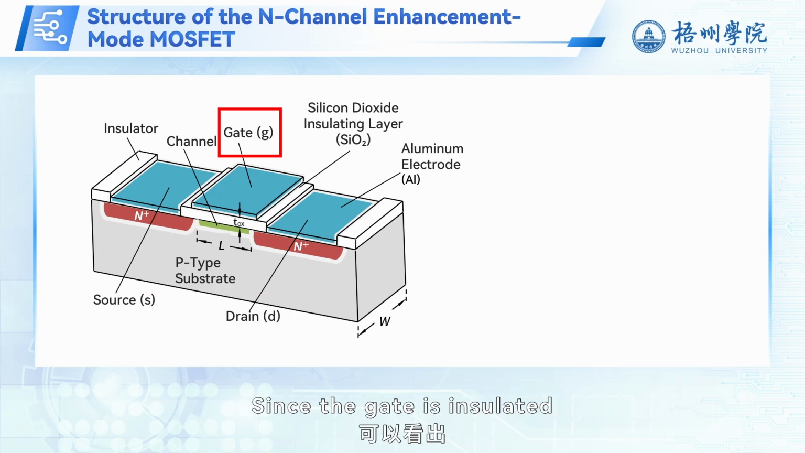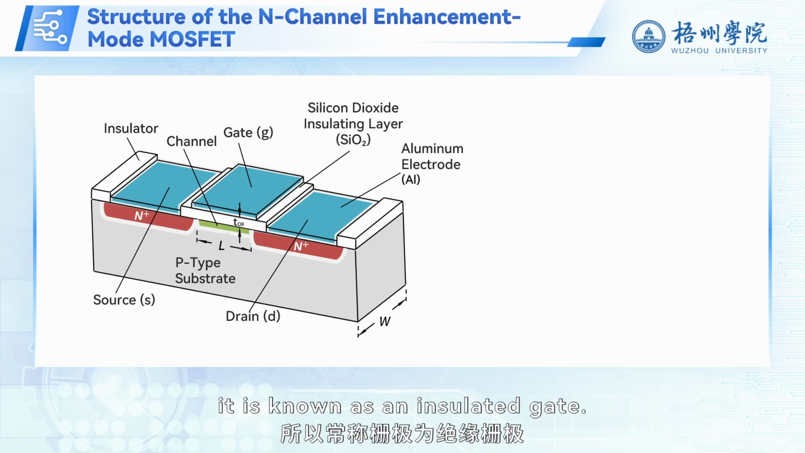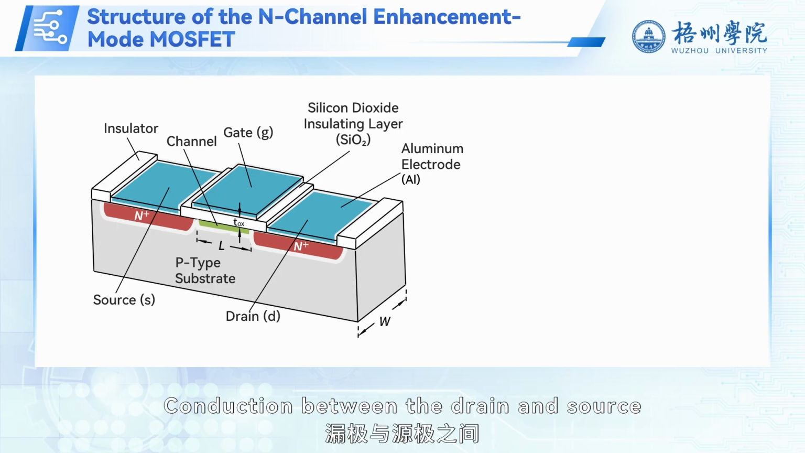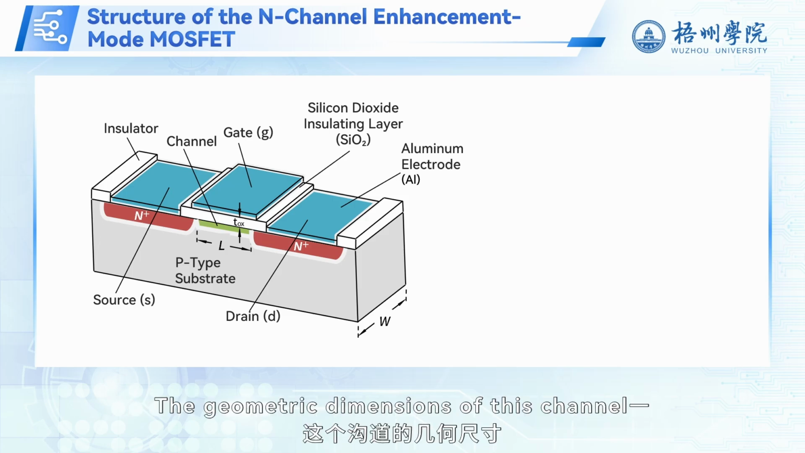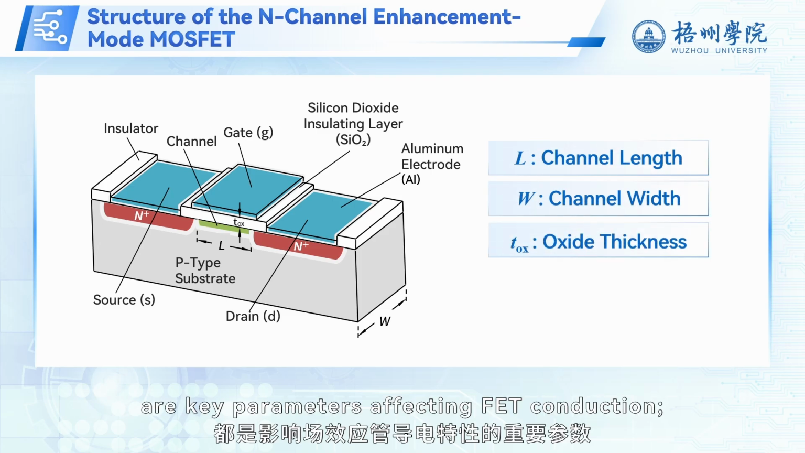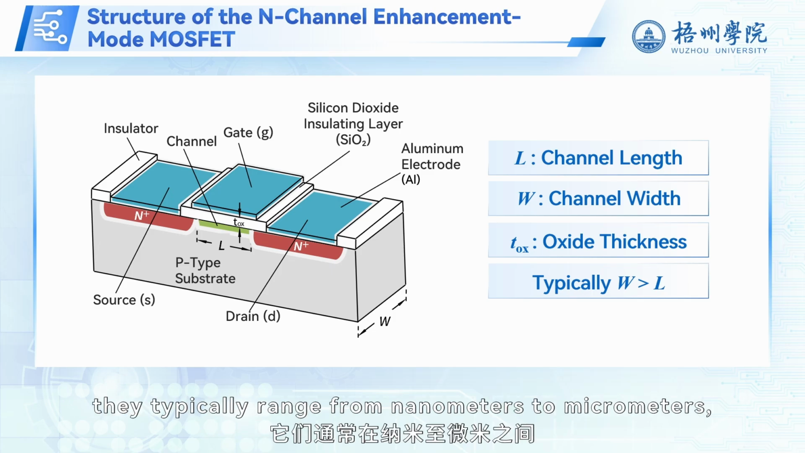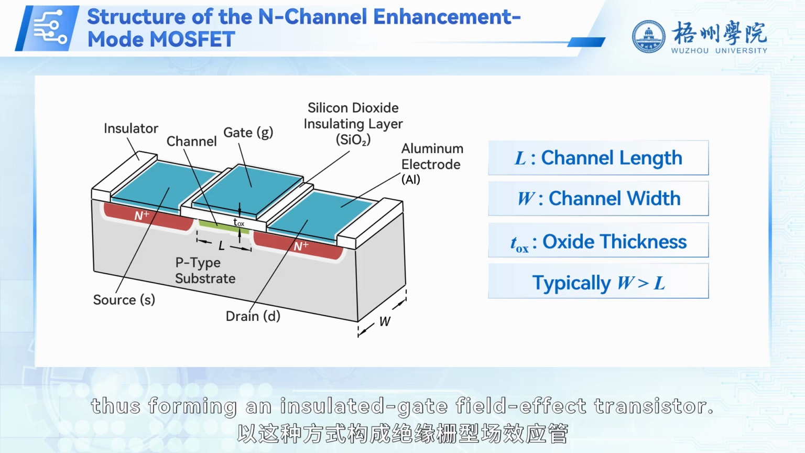Since the gate is insulated from the other electrodes and the substrate, it is known as an insulated gate. Conduction between the drain and source occurs through the region under the gate oxide, called the channel. The geometric dimensions of this channel, length L and width W, are key parameters affecting FET conduction. They typically range from nanometers to micrometers, with the width generally exceeding the length, thus forming an insulated gate field effect transistor.